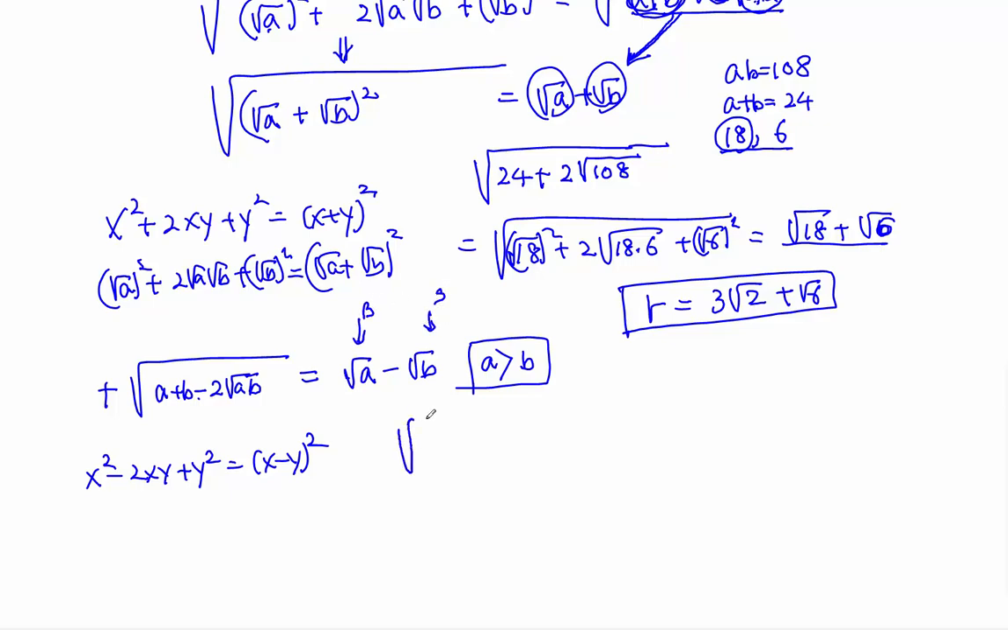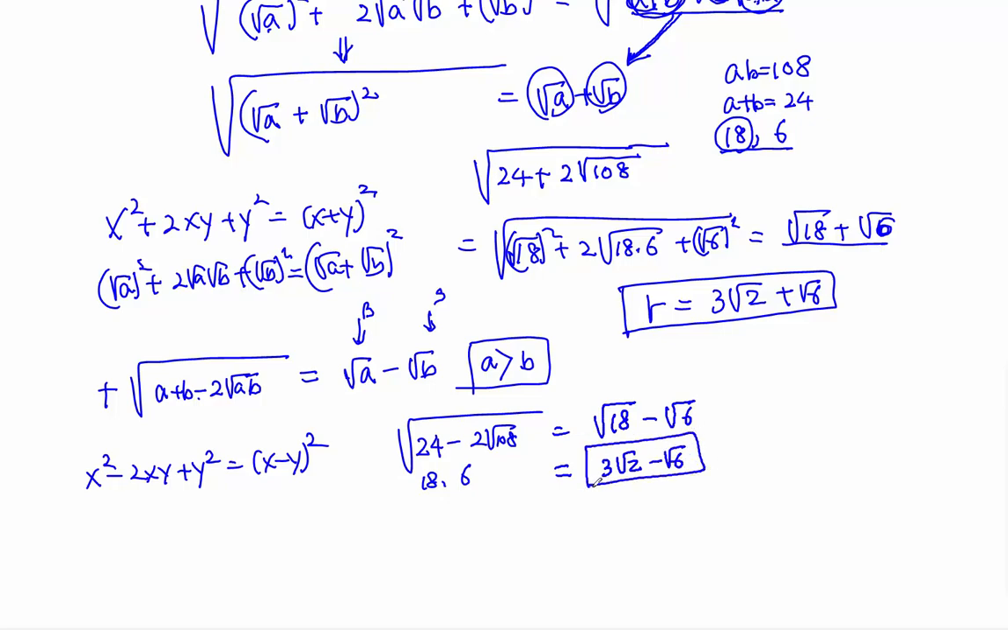So this is also what? 24 minus 2 root 108. We know the two numbers are 18 and 6, but it should be negative, right? So square root 18 minus square root 6. In this case, 3 root 2 minus root 6 is the answer, okay? You have to remember. Anyway, we're going to go over this one more time, a little later, when it's the time.